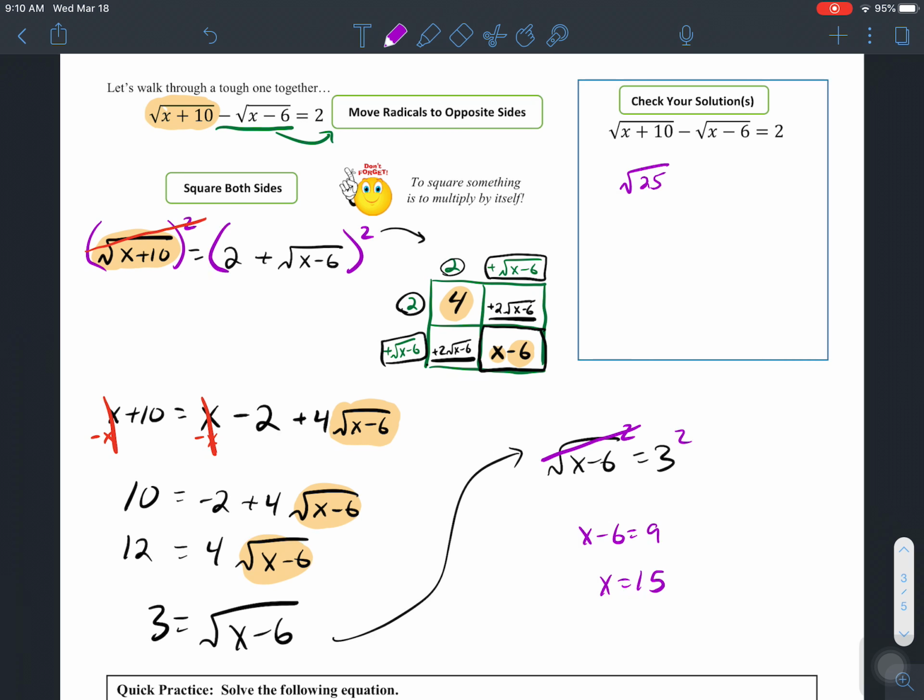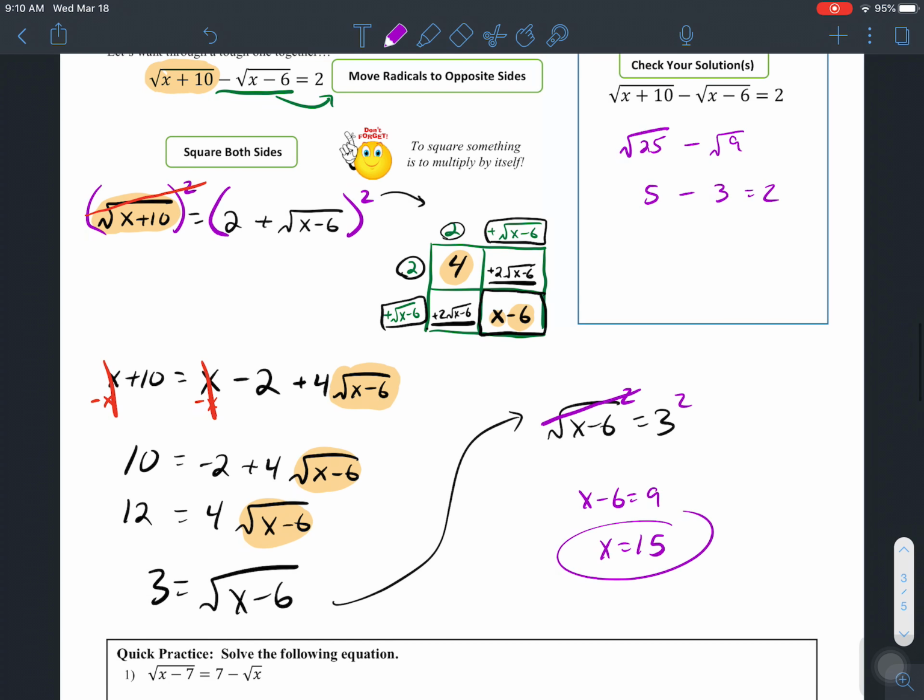And by the way, if I do 15 minus 6, so square root of 25, square root of 9, does that equal 2? Yes, it does. The more complicated part, and we'll do one more example of this, is the squaring both sides. I mean, right here is complicated.